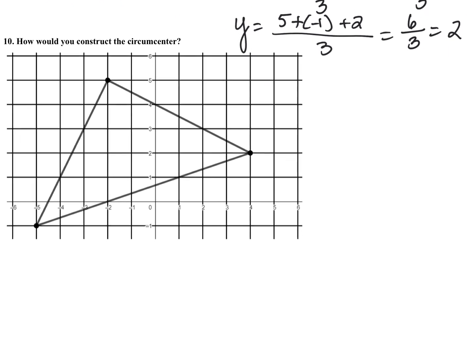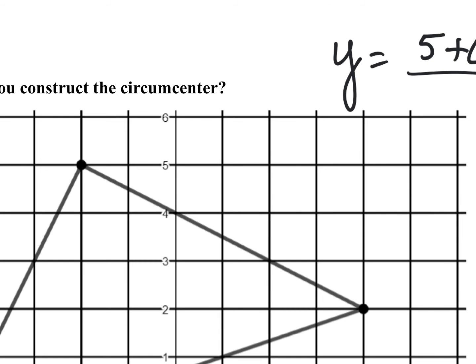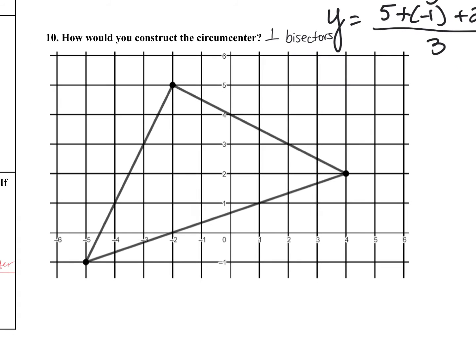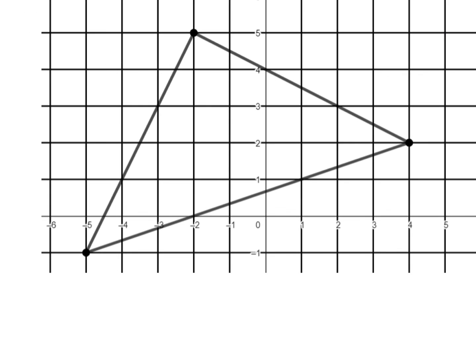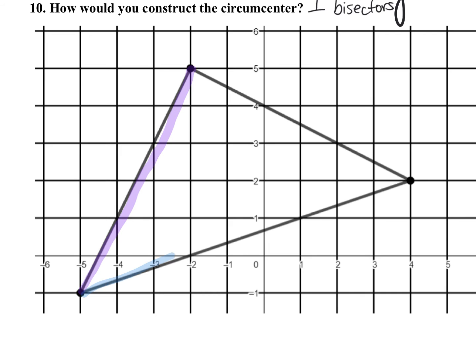All right, then the last question is, how would you construct the circumcenter? In order to construct the circumcenter, I need to construct perpendicular bisectors. All right, so to construct perpendicular bisectors, I need to find the slope of all 3 sides. Let me do that better. I need to find the slope of all 3 sides. Let's go ahead and label this again. We have A, B, and C.